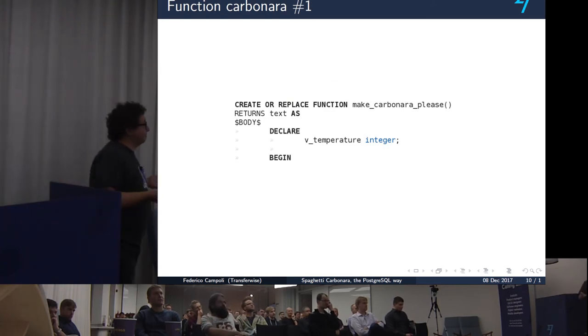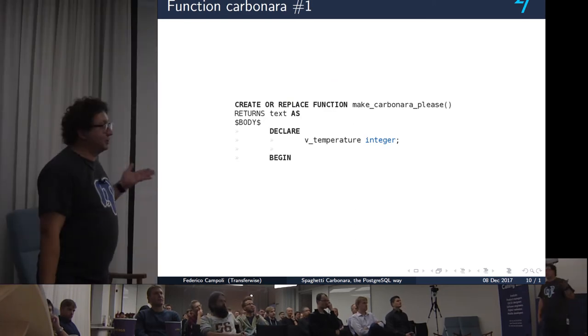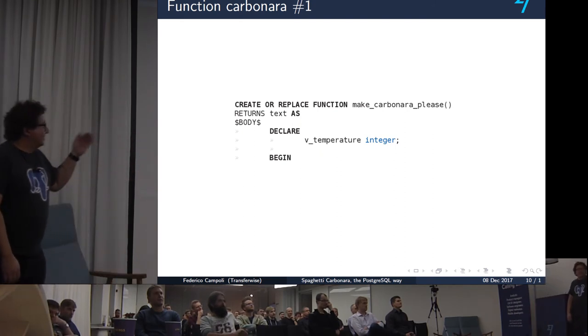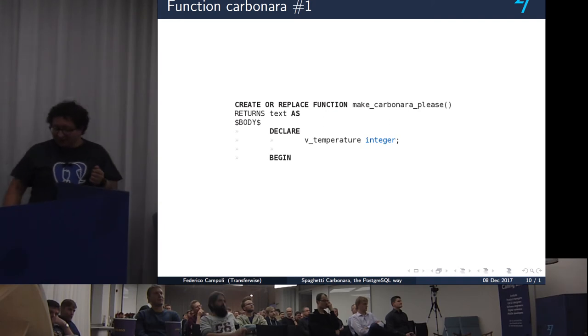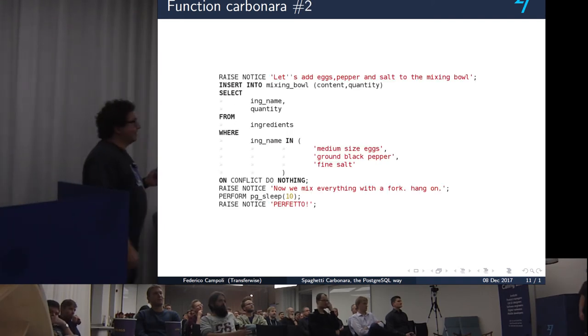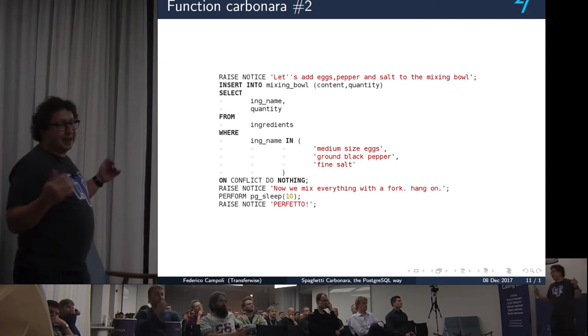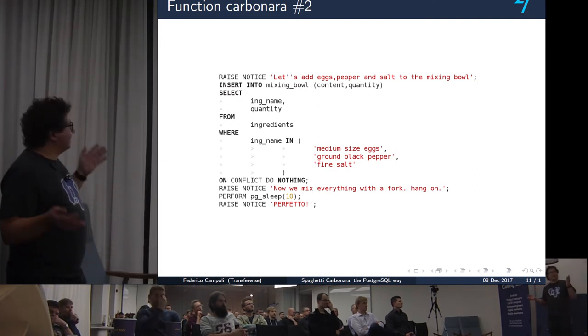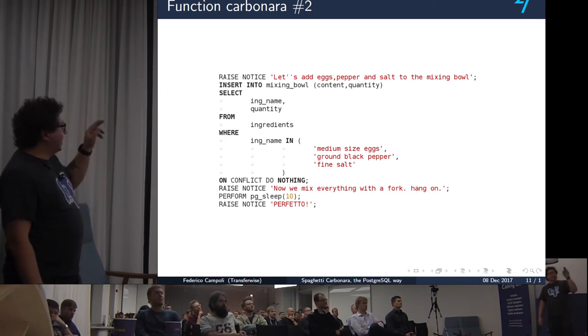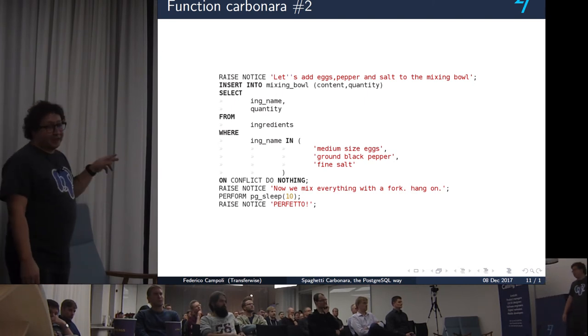So, how to mix this thing? Simple, a function. make_carbonara, please. We declare the temperature as an integer. And the first thing is, raise notice. It says, okay, let's add pepper and eggs into the mixing bowl. So insert into mixing bowl, quantity, select from ingredients where ingredient name is in medium eggs, fine salt, ground black pepper, and fine salt.